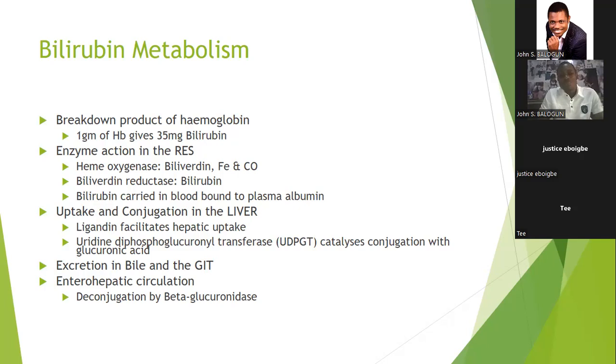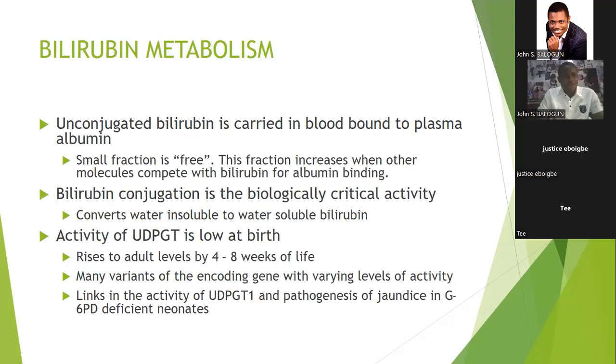So that urobilin is sometimes what gives the color of the urine, like something that is light yellow. So that is that. Let me proceed now. Unconjugated, okay, all of this is just the story I've told so far. So now let me read what is on the slide.